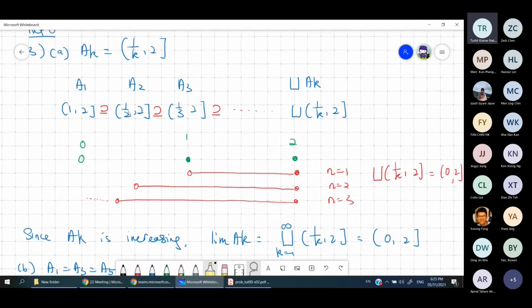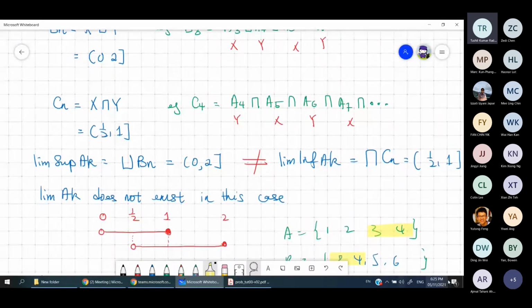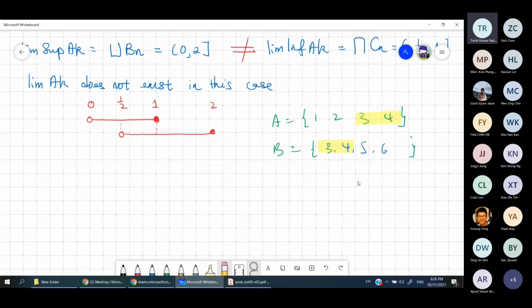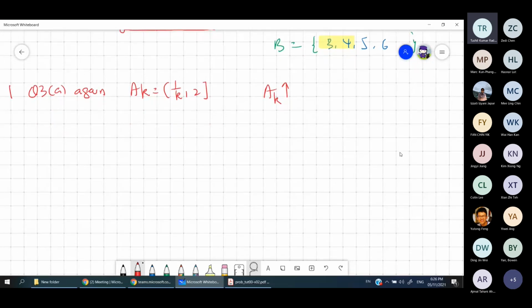Okay, maybe let's look at it once again, question 3a. This is something extra, at least to demonstrate the idea for you. So AK is a half to k over 2. As I said, AK is an increasing sequence, right? This is no problem. If this is an increasing sequence, it means that A1 is a subset of A2, a subset of A3, a subset of A4, a subset of A5, and so on.